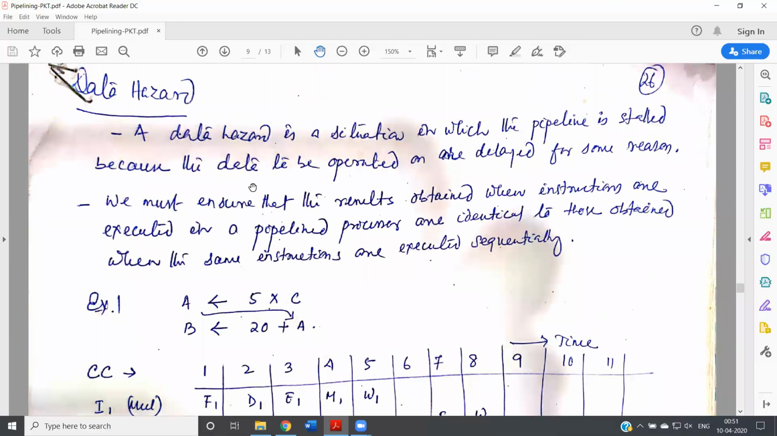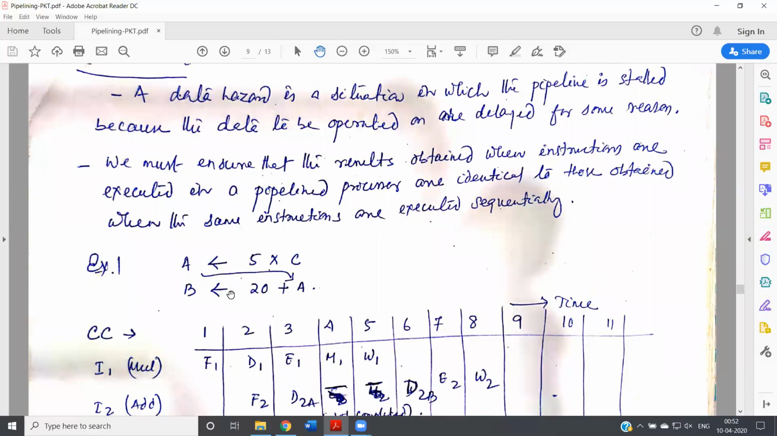Now we'll go for the data hazard. Data hazard is a situation in which the pipeline is stalled because the data to be operated on are delayed. That means the data is not available. We'll take an example over here. Suppose instruction 1 is A = 5 * C, instruction 2 is B = 20 * A.